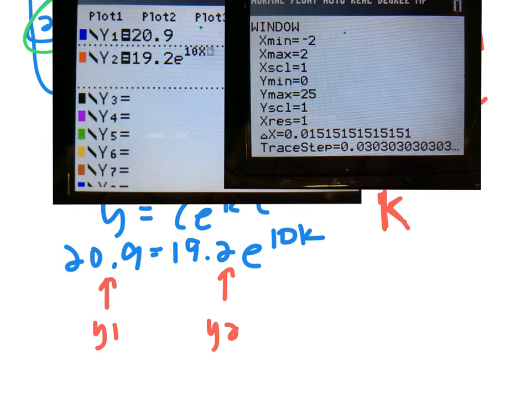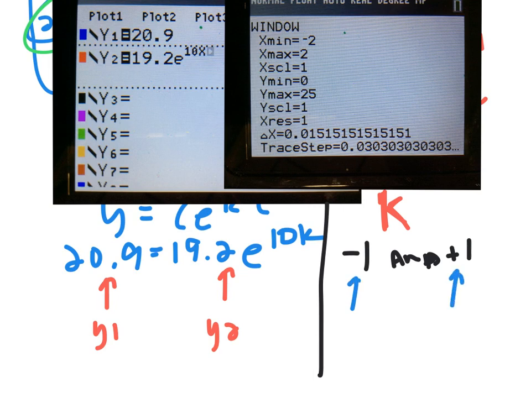Now, letter k stands for the exponential growth constant, and letter k is always going to be a decimal between -1 and +1. If your value is decreasing as time goes by, you're going to have a negative k value. If your value is increasing, you're going to have a positive value.